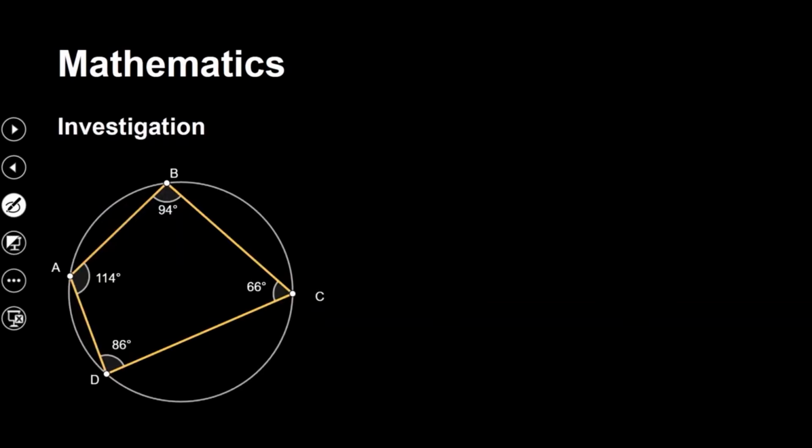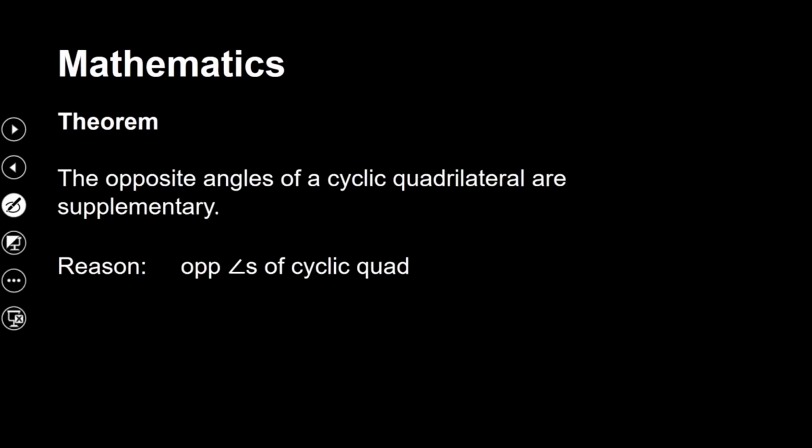Right, with our investigation, remember we saw that if I add the 94 degrees plus the 86 degrees, and you're not so good at mental math, just quickly press your calculator. You will see that this will be 180 degrees. Similarly, 104 degrees plus 66 degrees will definitely equal 180 degrees. That's what the theorem is actually saying to us.